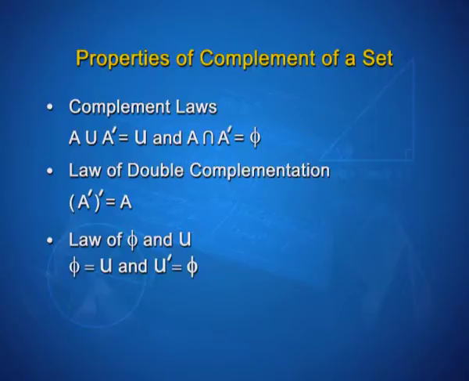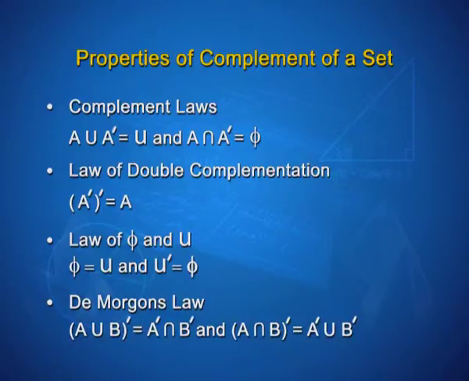Another very important property of the complement of sets is De Morgan's law, which states that the complement of the union of two sets is the same as the intersection of their complements. That is, (A union B) dash is the same as A dash intersection B dash. Similarly, the complement of the intersection of two sets is the same as the union of their complements. That is, (A intersection B) dash is the same as A dash union B dash.